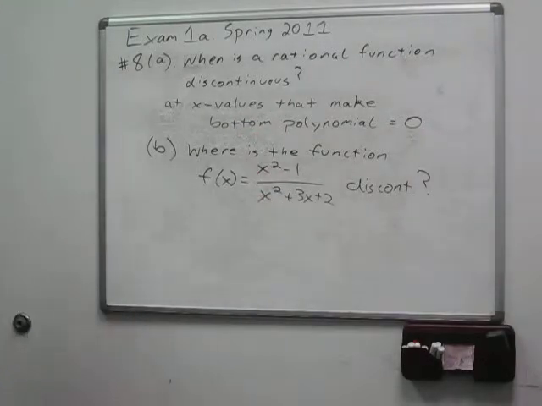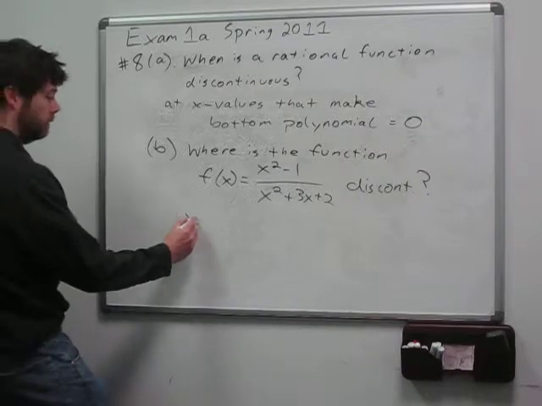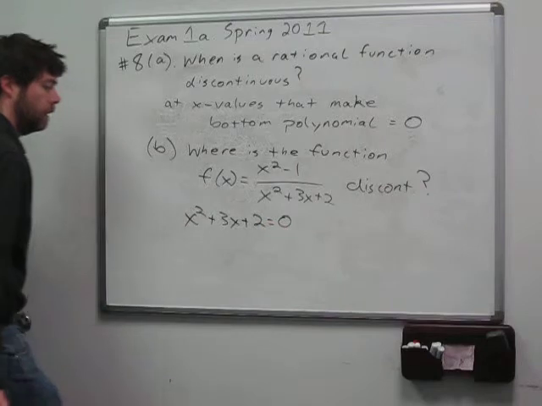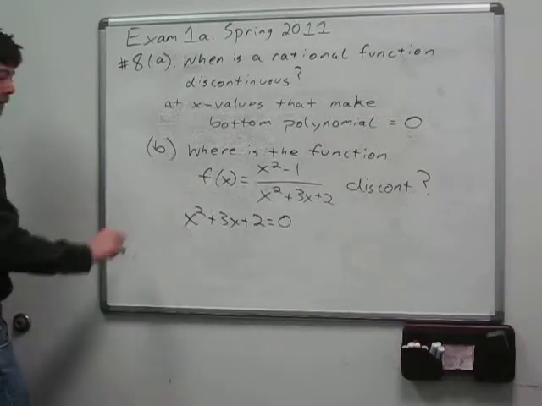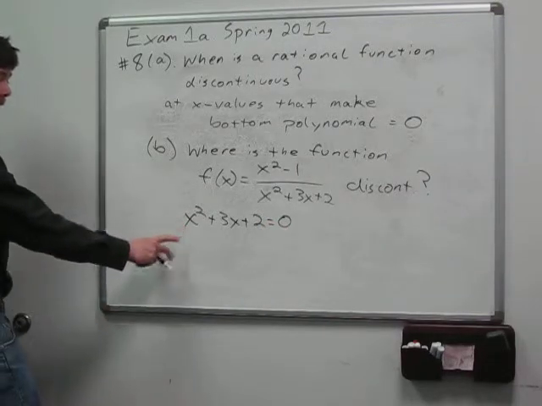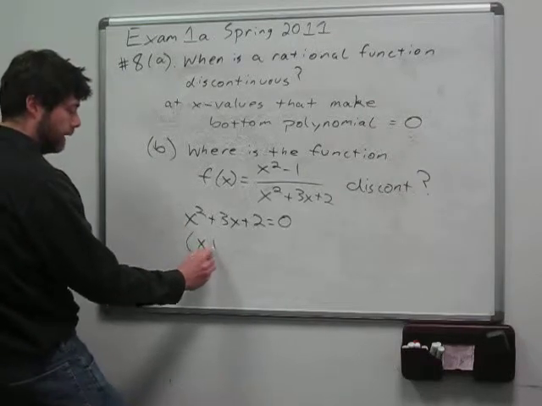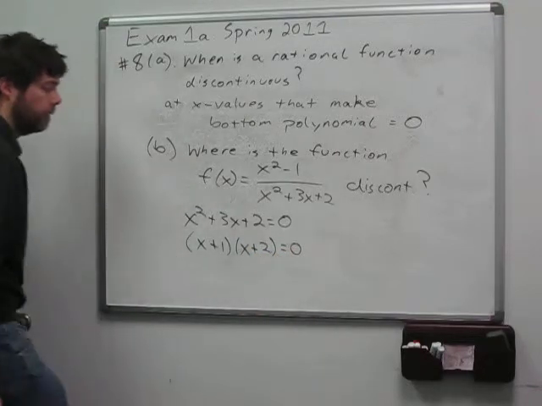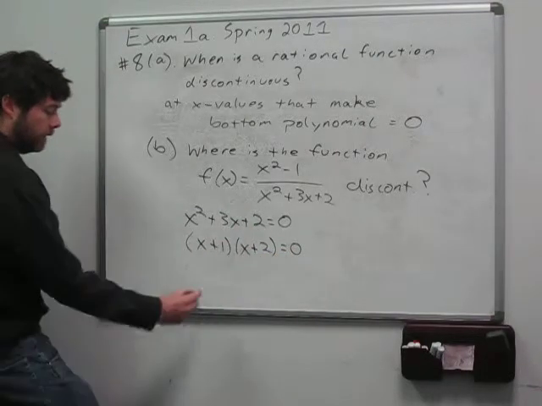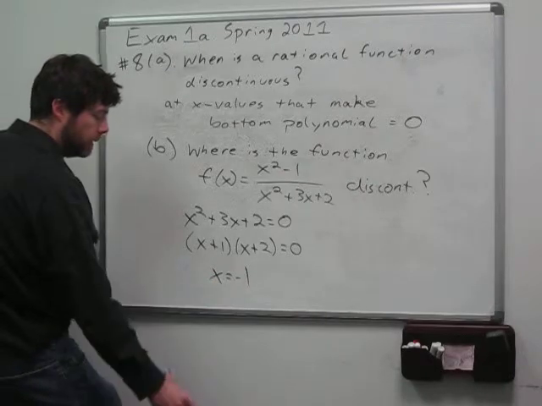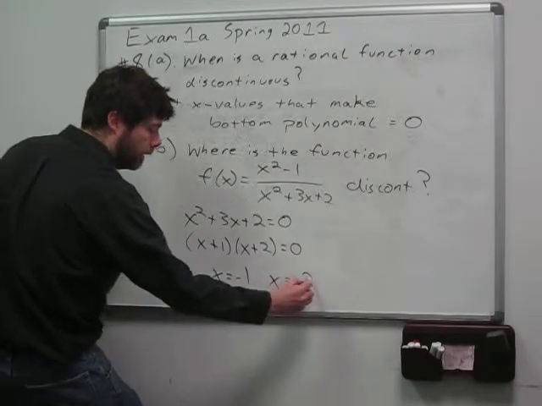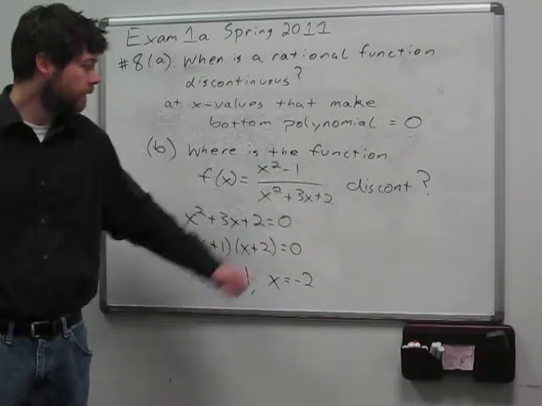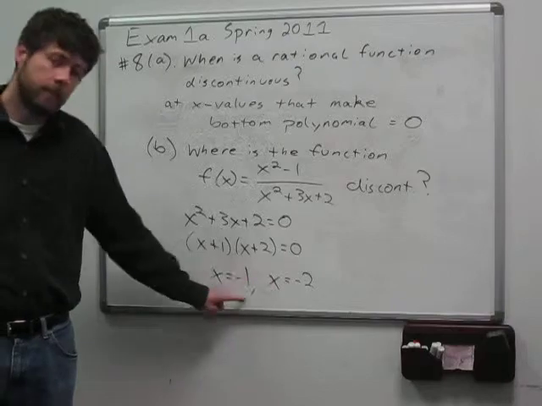So let's go ahead and find where the denominator is 0. Setting the bottom equal to 0, we notice we have a quadratic equation here that happens to be factorable. It factors as x plus 1 times x plus 2. So the bottom is going to be equal to 0 when x is negative 1 and when x is equal to negative 2. So this rational function is discontinuous at these two x values.